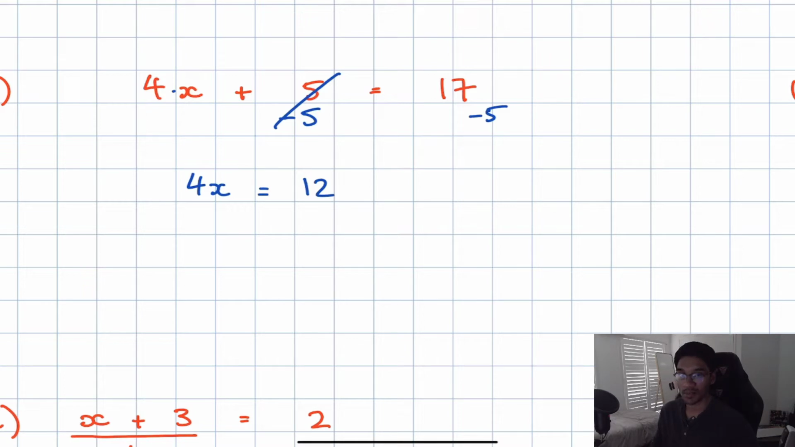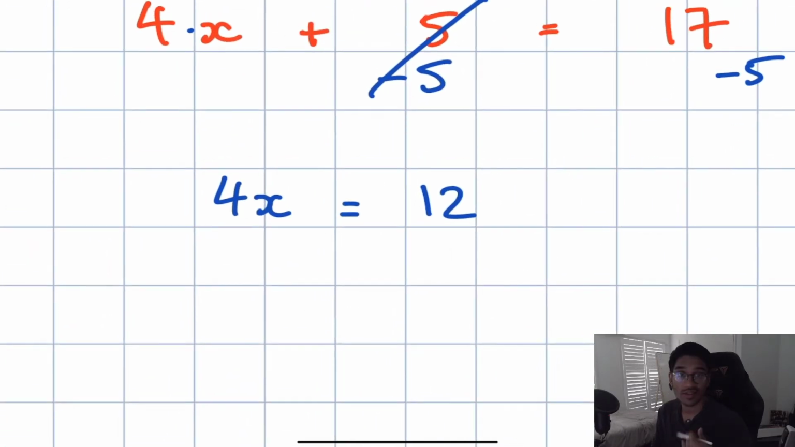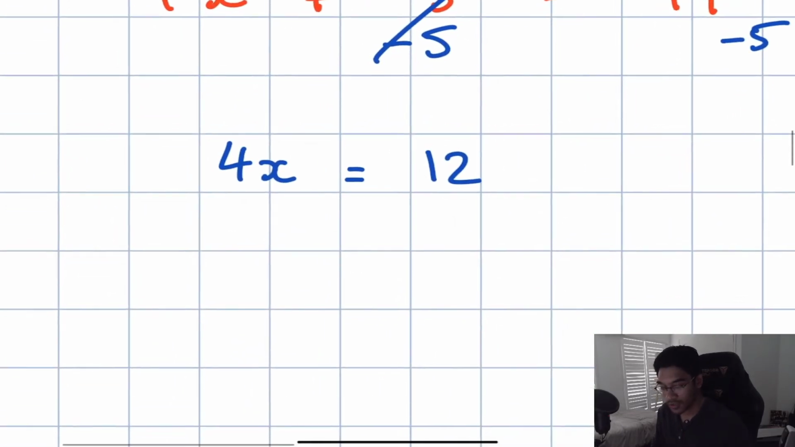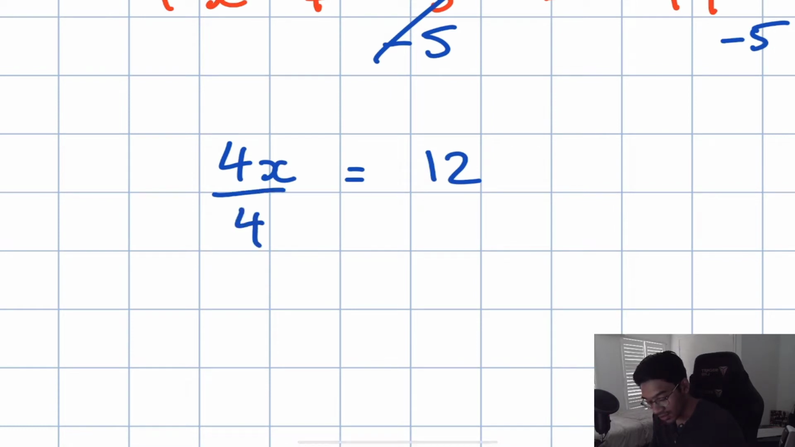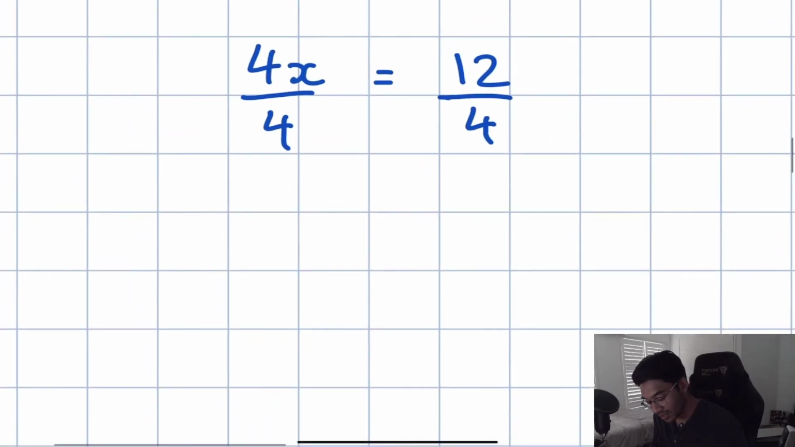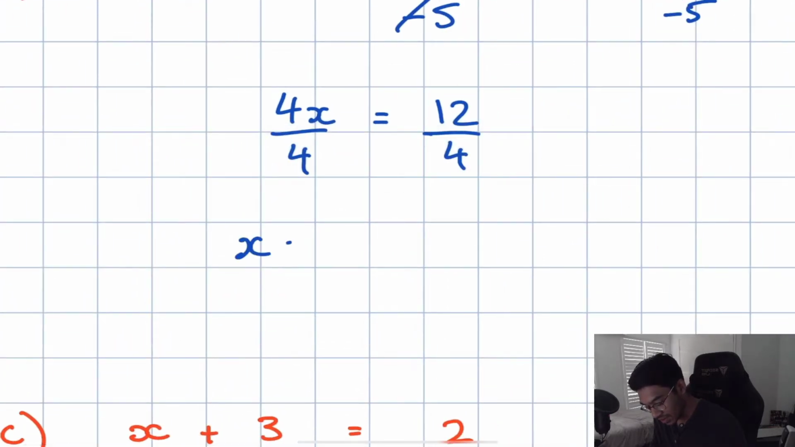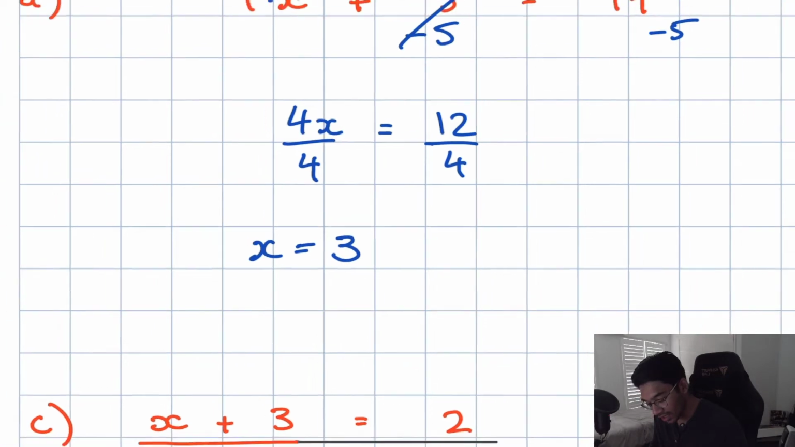Now 4x is the same thing as saying 4 times x. 3x is the same thing as saying 3 times x. Whenever there's a number attached to the x, that's a times, right? So what's the opposite of times by 4? It's divided by 4. So I'm going to do divided by 4 on this side. What I do to one side, I've got to do to the other again. Divided by 4 on this side. So I'm going to be left with x is equal to 3. So I've solved for x.